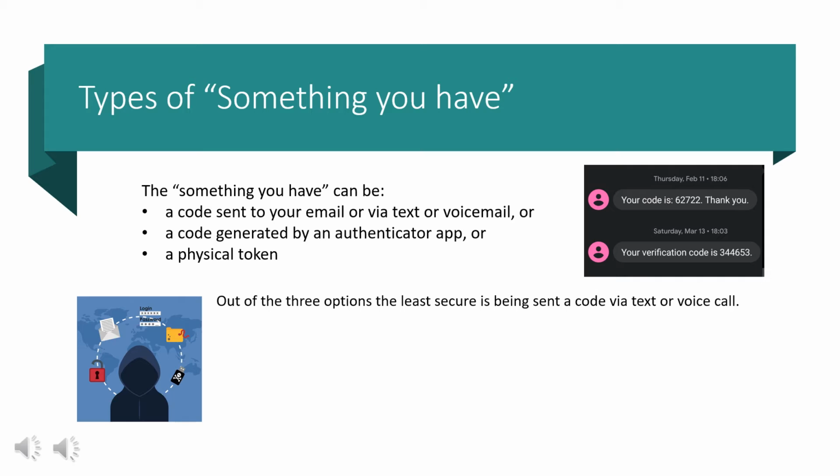There are three main areas that can be considered as the something you have element of authentication. A code sent to your email or phone via text message or voice call, a code generated by an authenticator app, or a physical token.